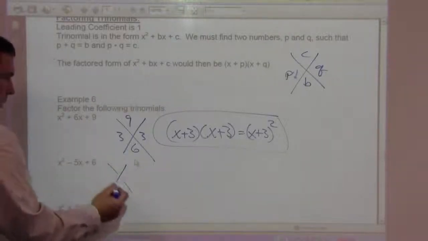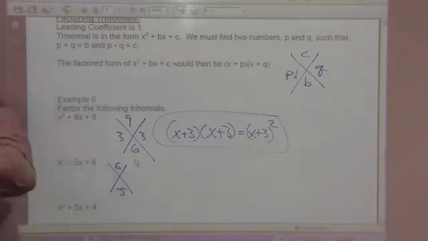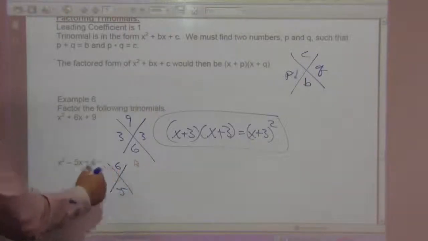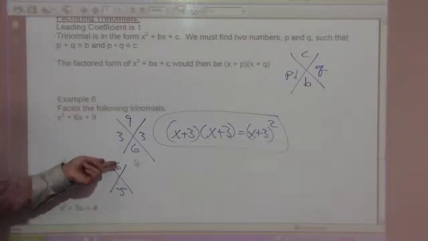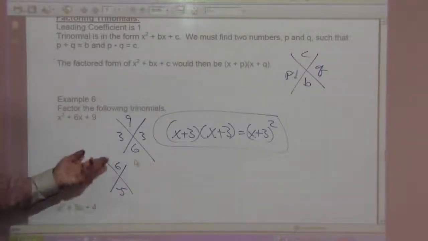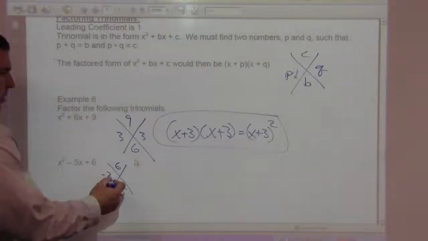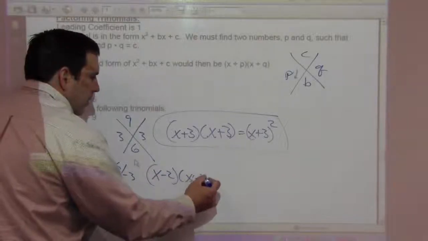For the next one, 6 will go on top, negative 5 goes down below. What two numbers add to be negative 5 and multiply to be positive 6? Well, they add to be a negative, and they multiply to be positive. So if they multiply to be positive, they're either both positive or both negative. Since they add to be negative, they must both be negative. So negative 2 and negative 3, x minus 2 times x minus 3.